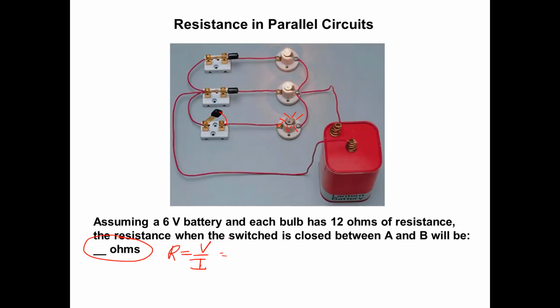Hey, so welcome back. We have 6 volts, and we know that our current from our previous slide when that was closed was 1.5 amps. 6 divided by 1.5 is 4 ohms. So only 1/3 as much as each of the individual bulbs.